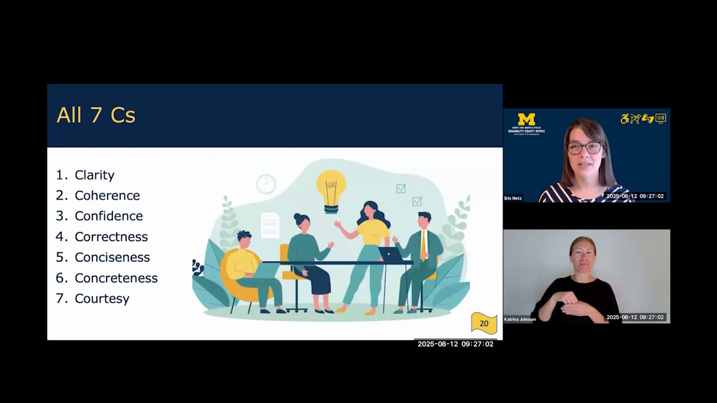When we incorporate all seven C's into our communication, we create an environment where everyone can express their needs, wants, and ideas more effectively. This not only enhances understanding and collaboration, but also fosters innovation by encouraging open and meaningful exchanges of ideas.